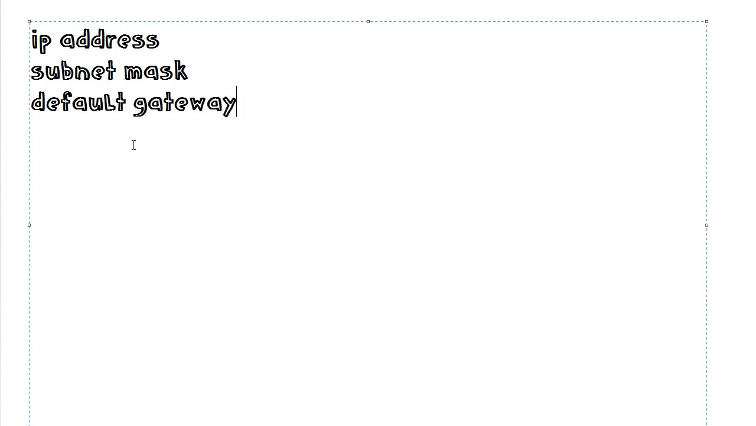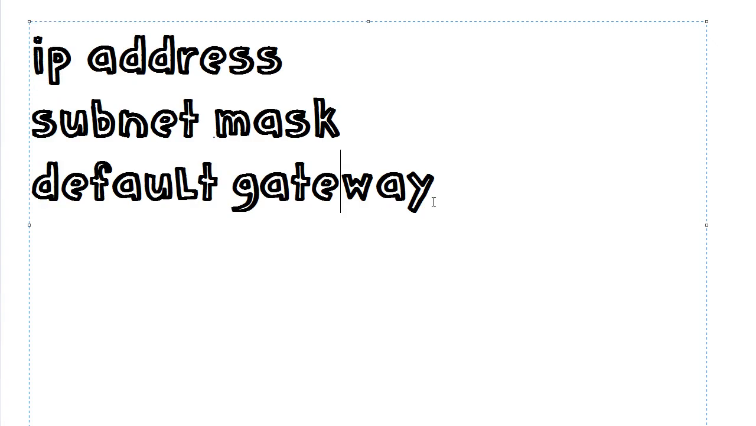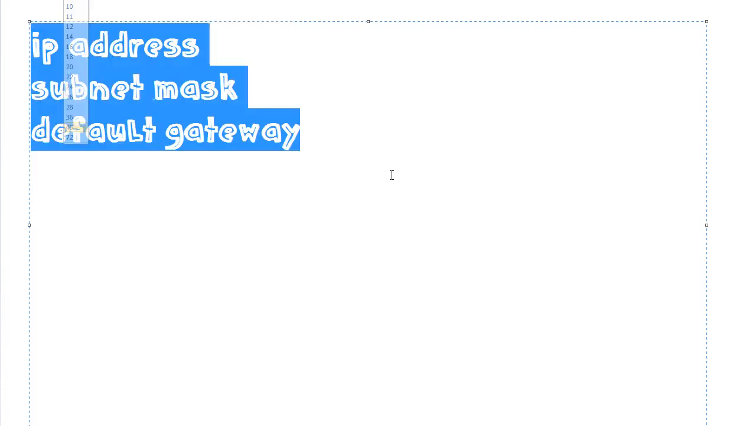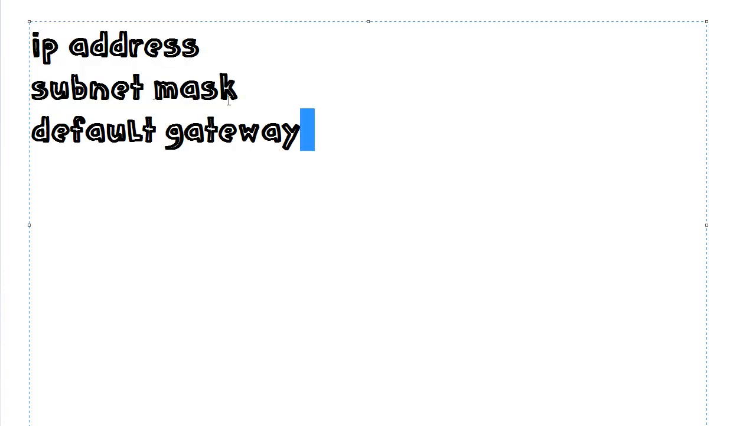So, today we're going to talk about IP address, subnet mask, default gateway. What are these things? Why do I need them? And basically, why are they good for life? Well, they're not.